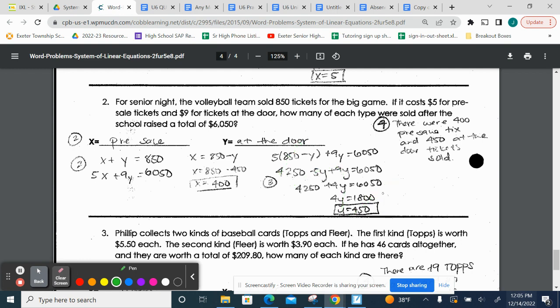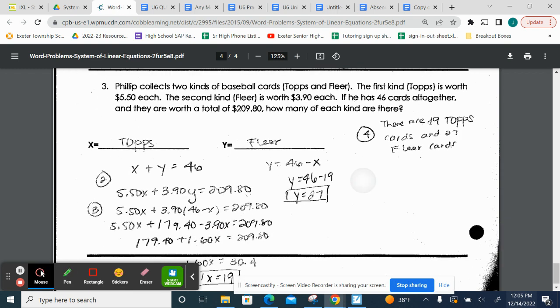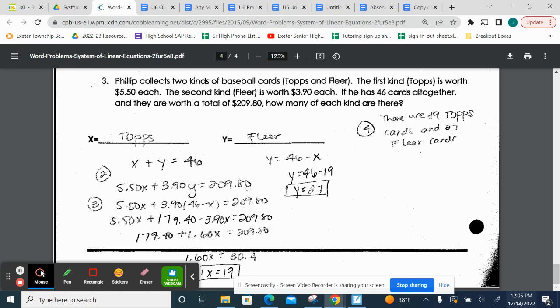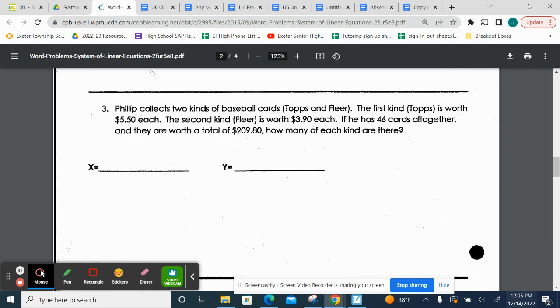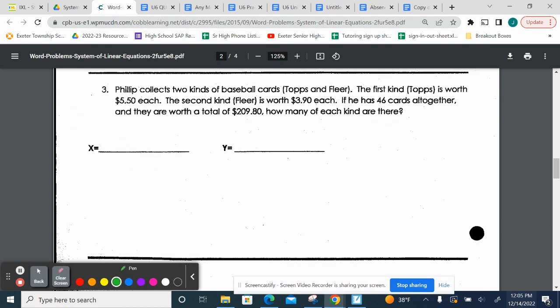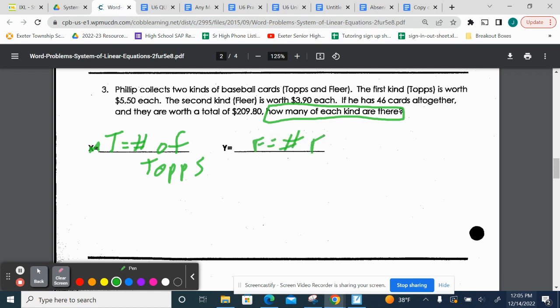Sorry about that. These buttons, it's easy to erase everything. All right. I'm just going to run through the setup for the next one and we'll call it. All right. So let's see here. It's talking about two types of baseball cards. So right there, it's going to ask you how many of each type. So there's Topps and Fleer. So T is the number of Topps cards. It's talking about baseball cards. And F is the number of Fleer cards.